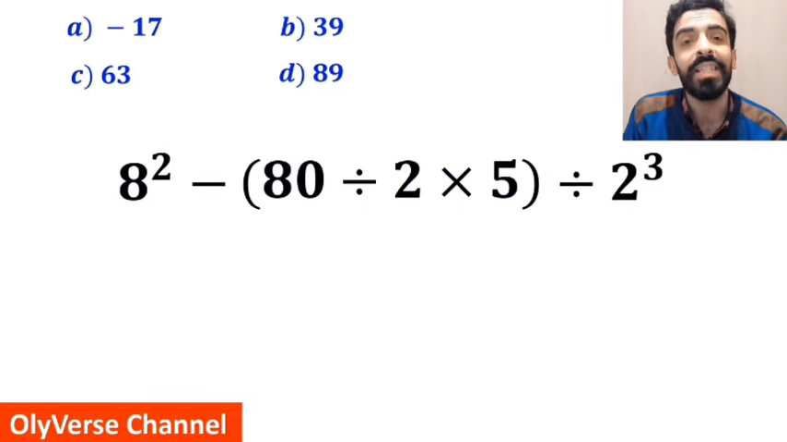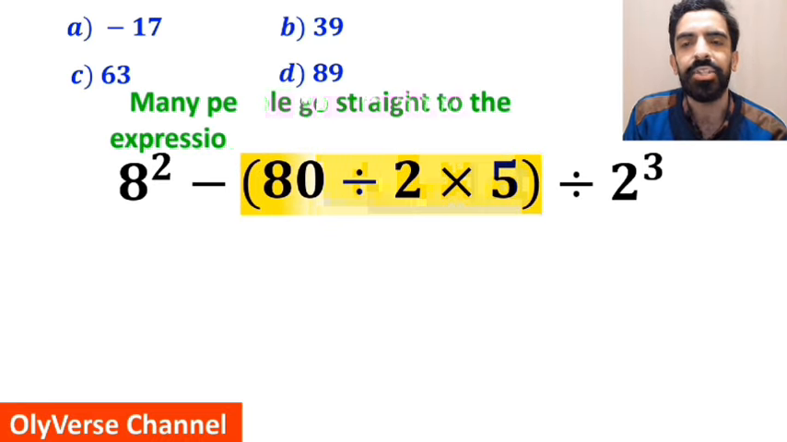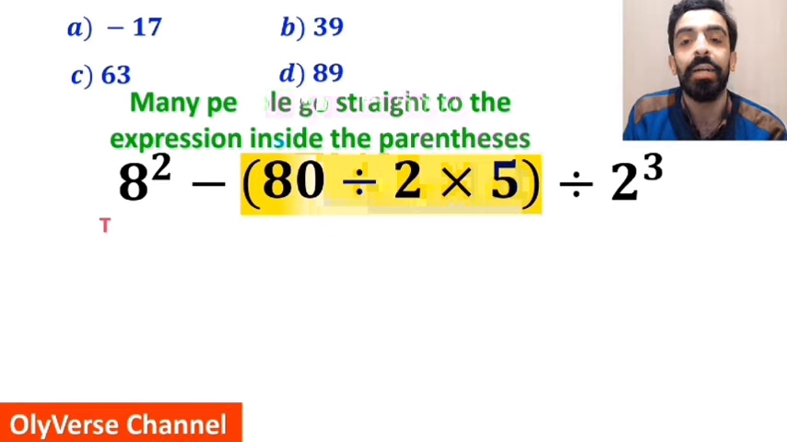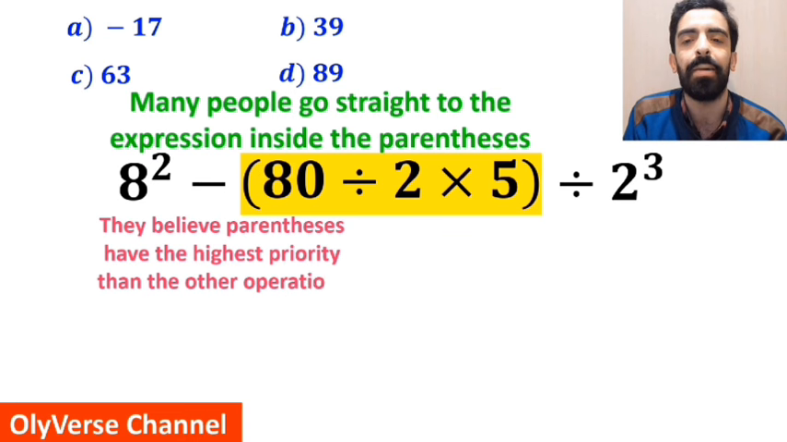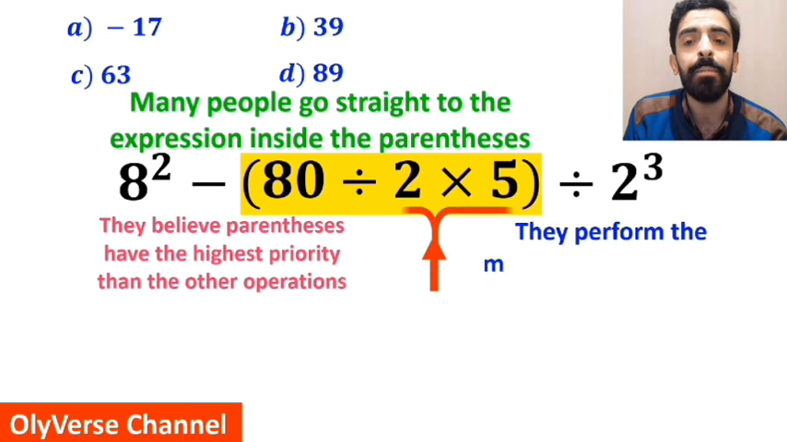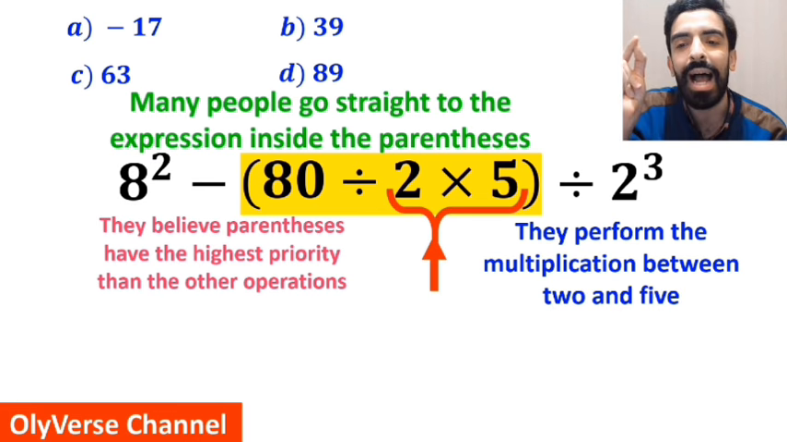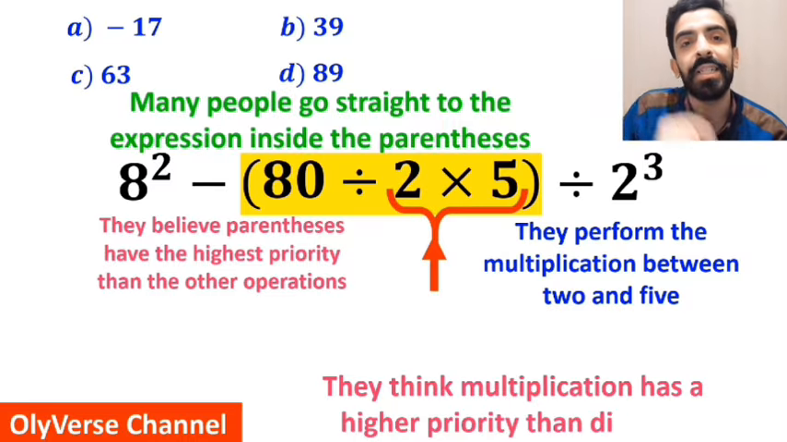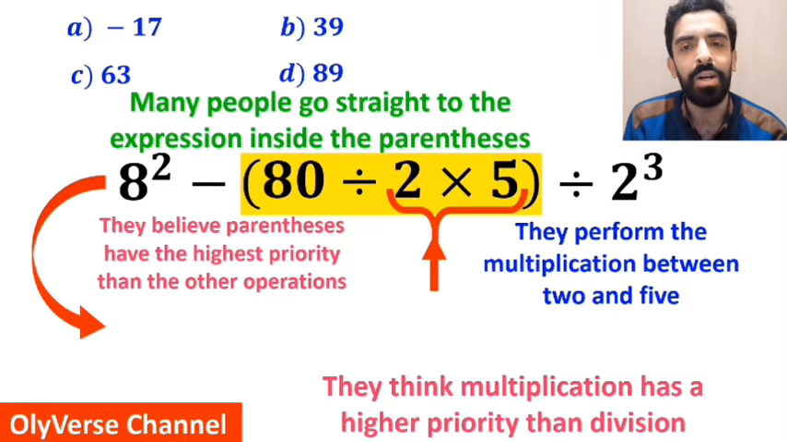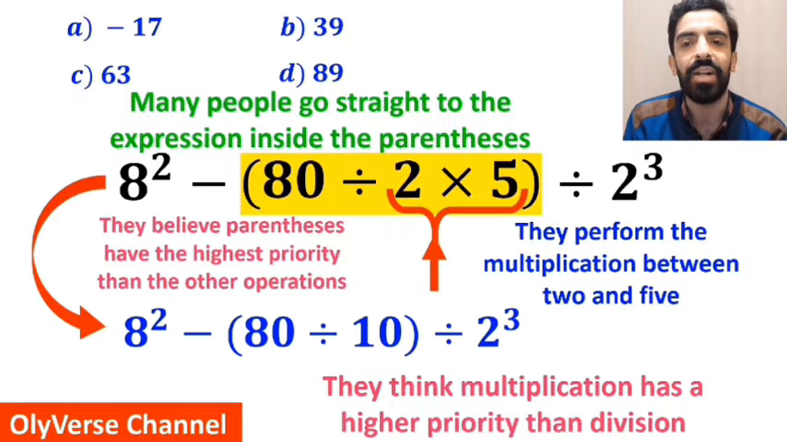At the beginning of solving this question, many people go straight to the expression inside the parentheses because they believe parentheses have a higher priority than the other operations. And they immediately perform the multiplication between 2 and 5 because they think multiplication has a higher priority than division. So, they simplify this expression and write it as 8 squared minus 80 divided by 10 inside the parentheses, then divided by 2 cubed.